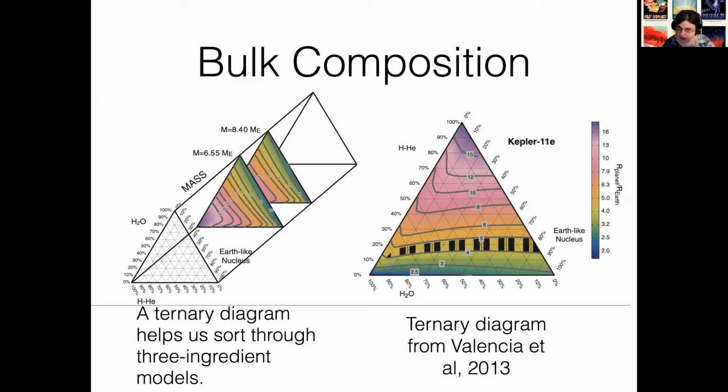Each of the dotted lines is then the line of constant material. So the horizontal lines, the top is 100% hydrogen and helium. The bottom of the triangle is 0% hydrogen and helium. And then you can see the numbers are telling you the percent of water, with the remainder being rock. So the bottom right corner is 100% rock. The bottom left corner is 100% water.